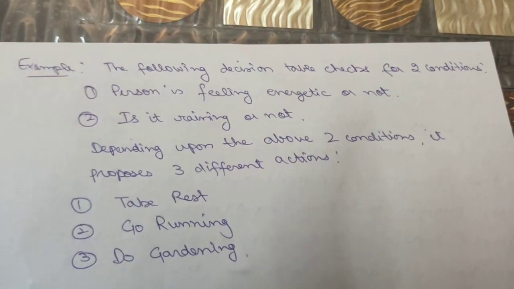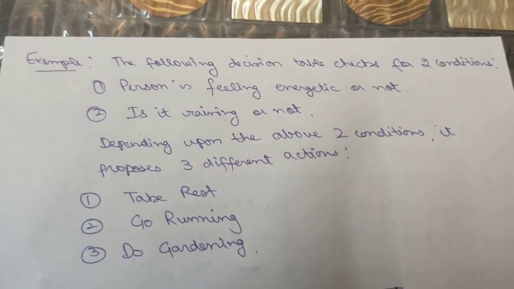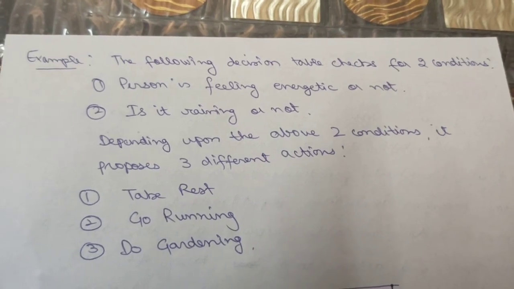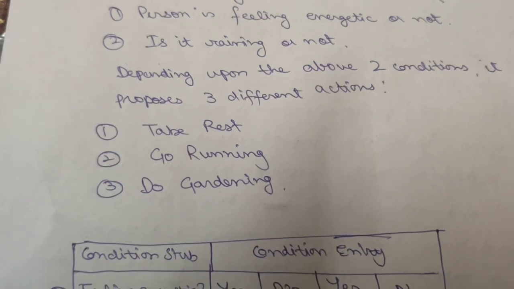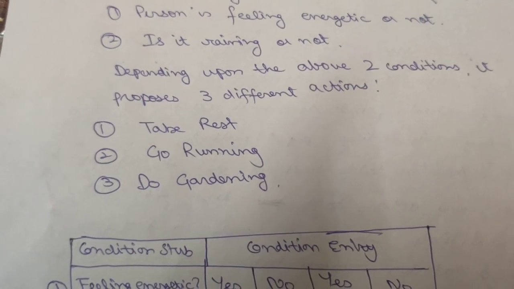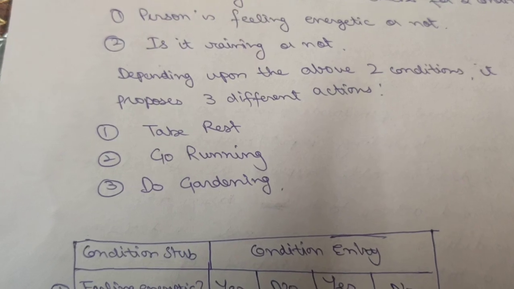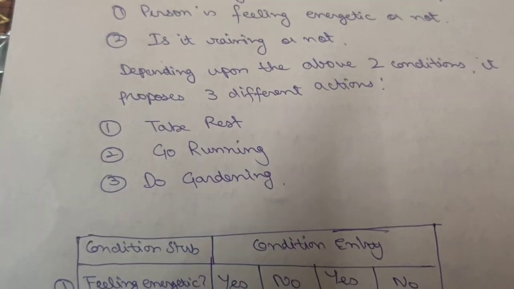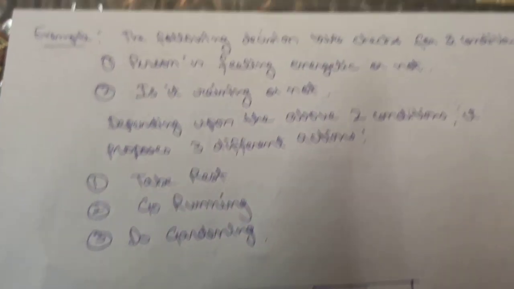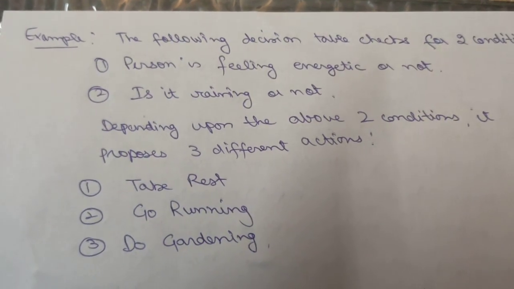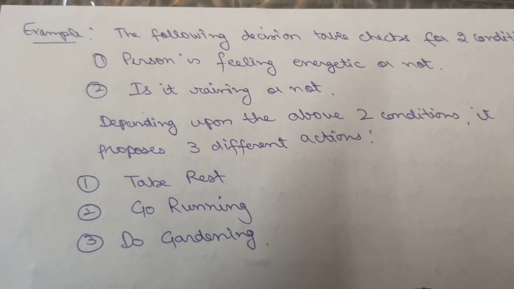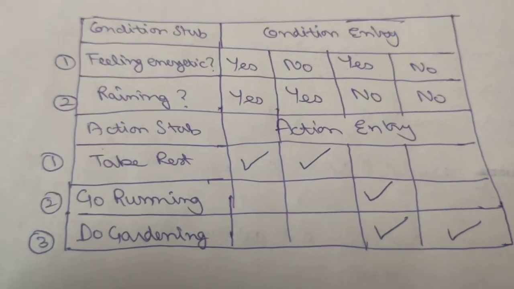Based upon the outcome of these two conditions, there are three different actions that can be taken. The first action is to simply take rest at home. The second action is to go outside for running. And the third action is to do gardening. So based upon the two conditions, there are three possible actions. All this scenario is represented in the form of a decision table as shown below. So this is basically the decision table.